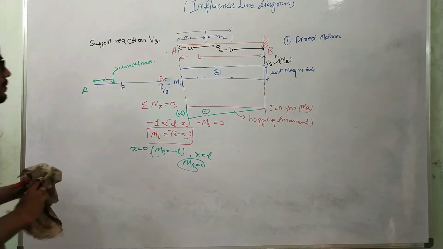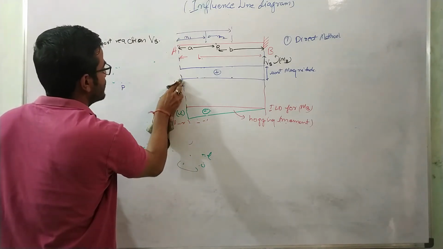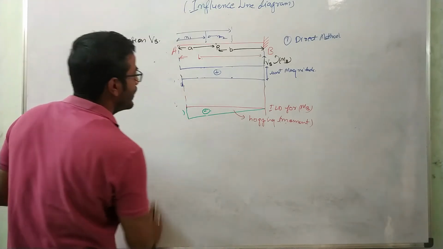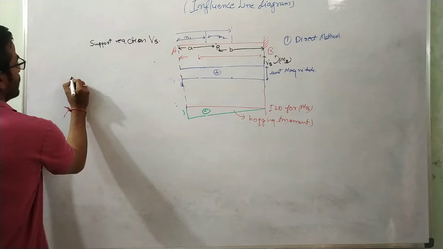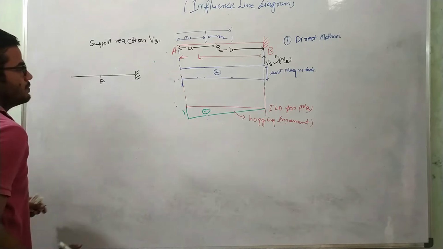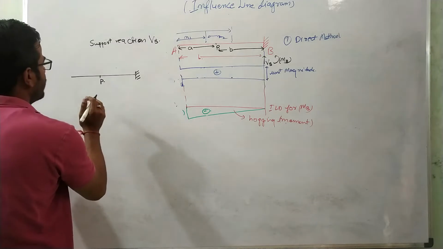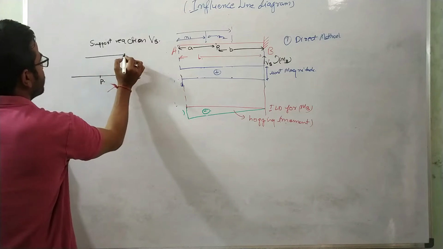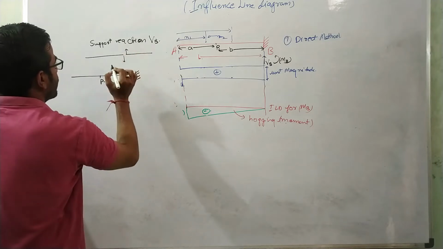Now we'll see what will be the ILD for the shear force and bending moment at point P. So again we'll draw that beam to some small scale. This is the beam over here, and this is the point P. Now we will draw the ILD for the shear force. As we already know, at this point P the shear force will look like this, which we have already discussed.